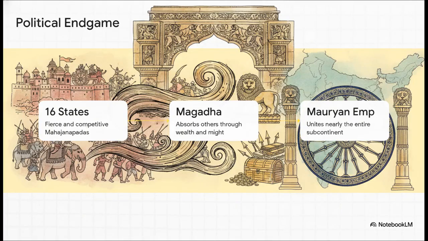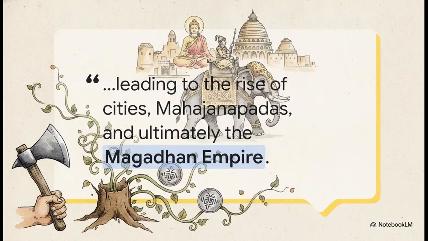And here is where the final domino falls. You have these 16 Mahajanapadas, and they are fiercely competitive. Over time, through a mix of extreme wealth and ruthless military might, one of them, Magadha, begins to absorb the others. Magadha rises to total supremacy, and the incredible political machinery that was developed during the Second Urbanization acts as the direct launchpad for something completely unprecedented, the mighty Mauryan Empire, which would go on to unite nearly the entire subcontinent. Which brings us to this perfect summary quote from our source material.